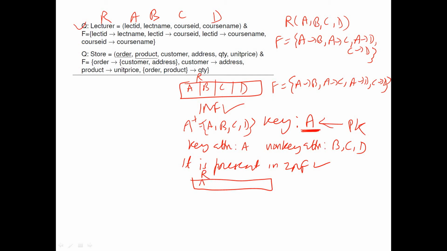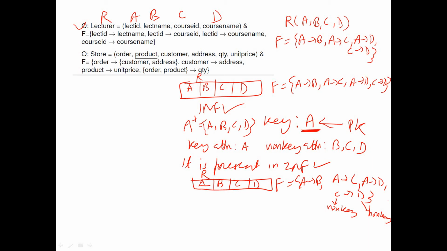This is my R containing A as the key, B, C, D, and F is given as A to B, A to C, then A to D, C to D. Students, in these functional dependencies you can find C is non-key and D is non-key. So a non-key functional dependency exists. That means it is creating the problem for the 3NF.